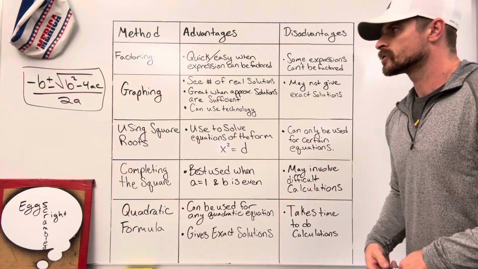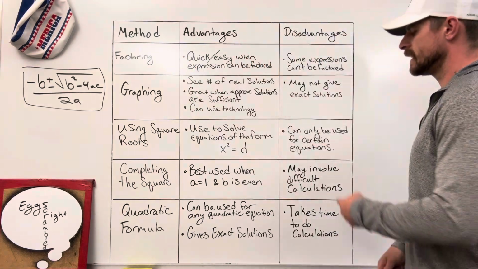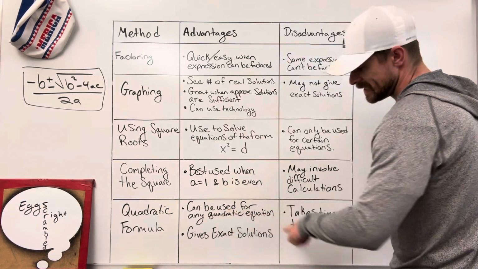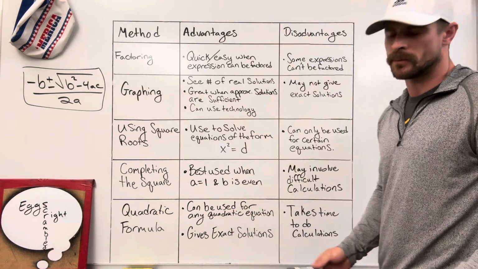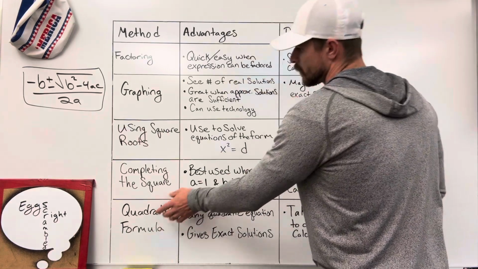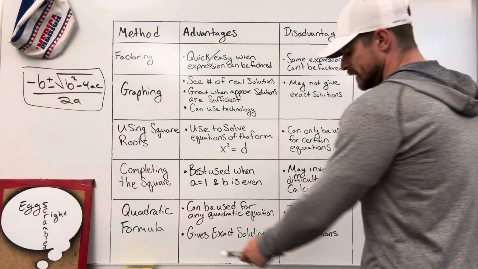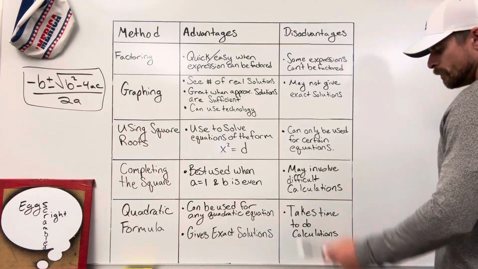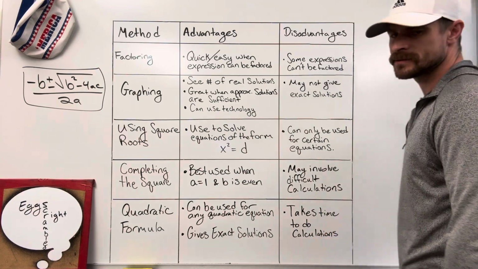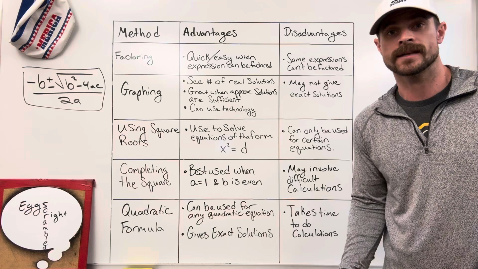So again, every method has its advantages and its disadvantages, but the quadratic formula can be used for any quadratic equation you come up with. So this is your dead giveaway that one will absolutely work no matter what, when one of the other four options does not. It gives exact solutions, but it takes time to do, and it can have some difficult calculations involved with it. But once you get the hang of it, it becomes much faster.